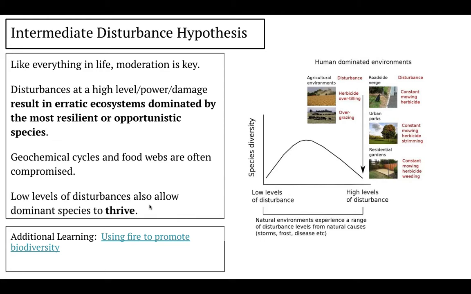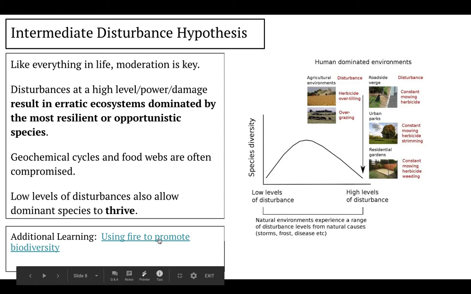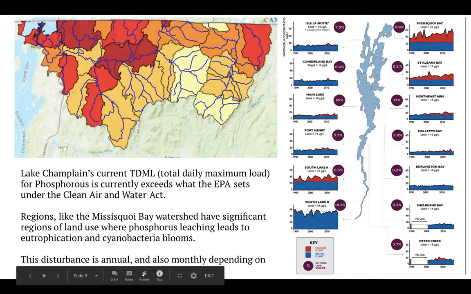In the opposite extreme, low levels of disturbance allow dominant species to thrive. So if we don't have any of that disturbance, that's a source of competition. The most opportunistic species will be able to thrive as well. So having regular fires that are small and actually manageable are really important in the Western states to promote biodiversity.